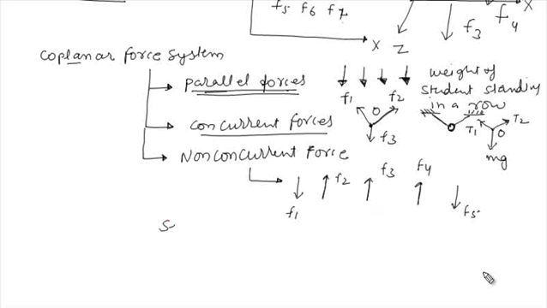A very good example is the seesaw. In a seesaw, two persons sit like this and there is a hinge. If we take the weight of each person and the hinge reaction, all three forces are in a single plane, but their lines of action do not pass through the same point. That's why it is called coplanar non-concurrent forces.